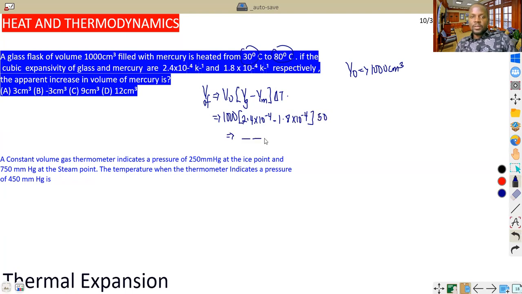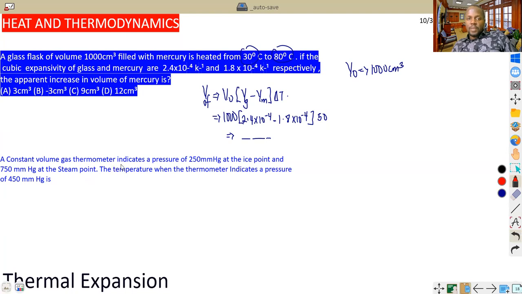So whatever you get is the apparent expansion, which is the volume overflow. So that is the essence of knowing the concept. When you know the concept, it is quite easy to get the answer. So now I think you are going to get a negative value, which shows the temperature has reduced. So now the next one is the last question, but not the least, under this chapter of thermal expansion.